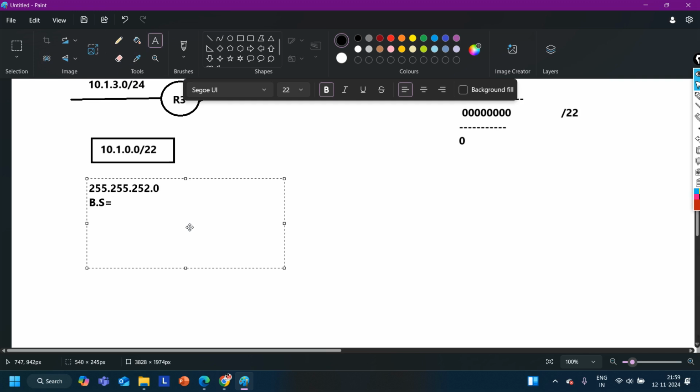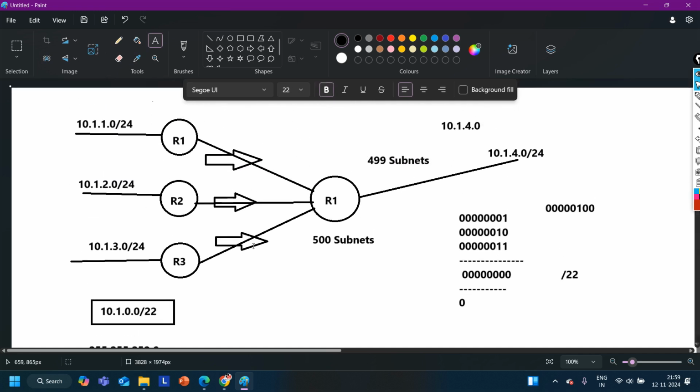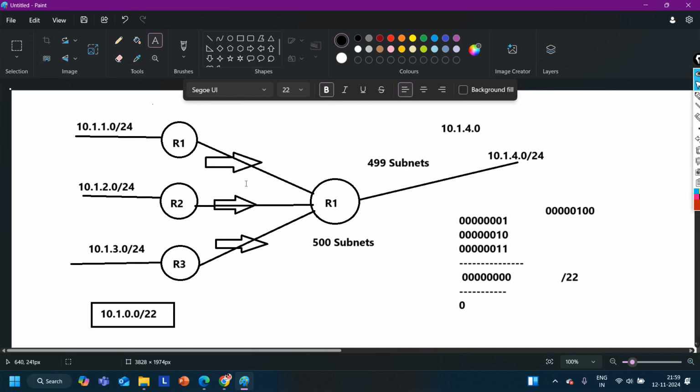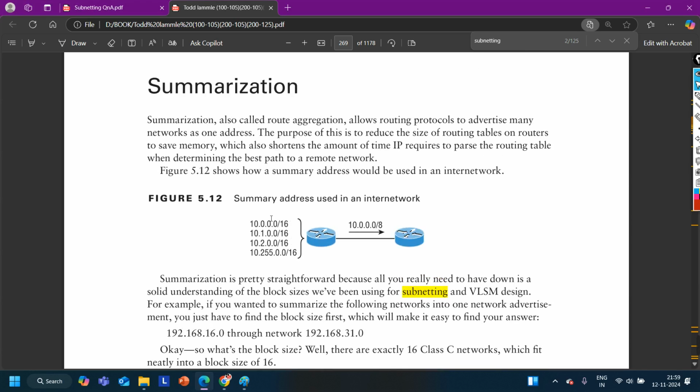So block size is going to be what? 4. First subnet is going to be what? 10.1.0.0. Second subnet 10.1.4.0. So this is a different subnet, right? Got it, everyone? Okay, so this is manual summarization, right? In routing we will sometimes be configuring manual summarization. The summarization is also important.